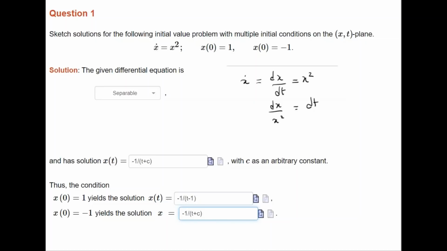And with the initial condition x of 0 equal to minus 1, I should be getting a different value of c when I insert t equal to 0 and x equal to minus 1. And with the new value of c, the solution turns out to be x of t equals minus 1 on t plus 1.